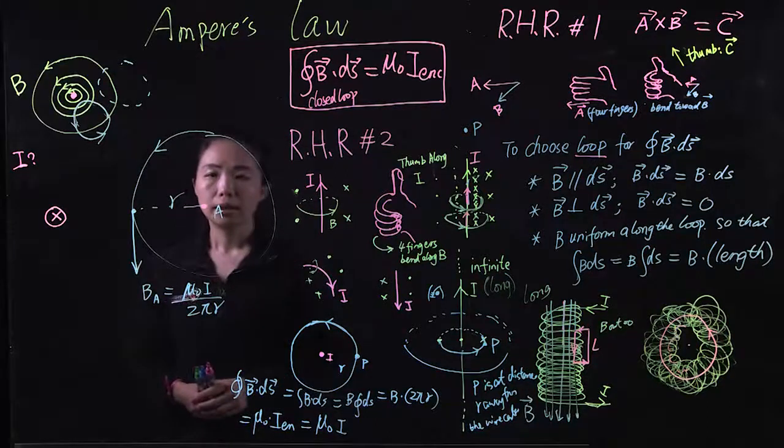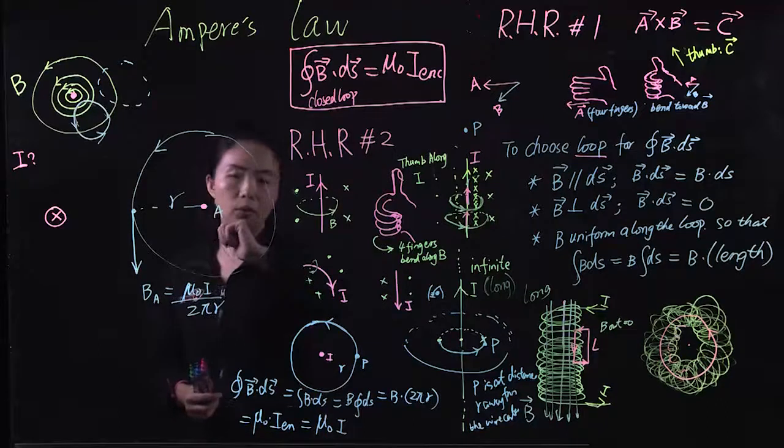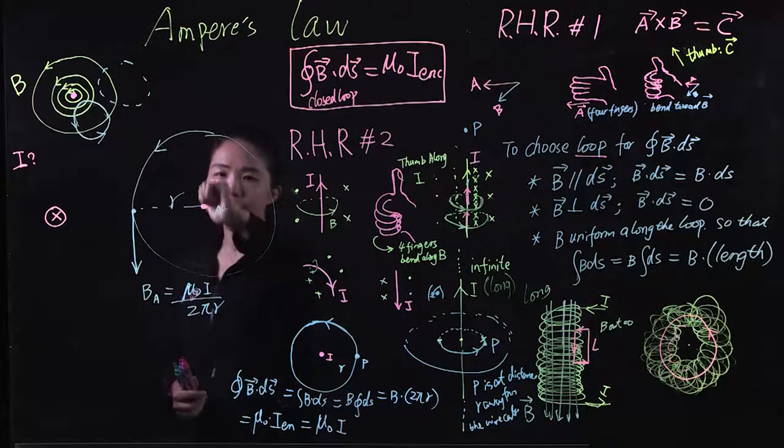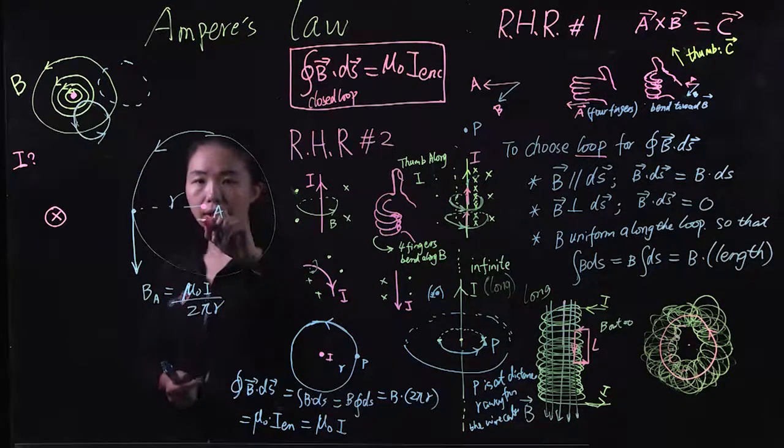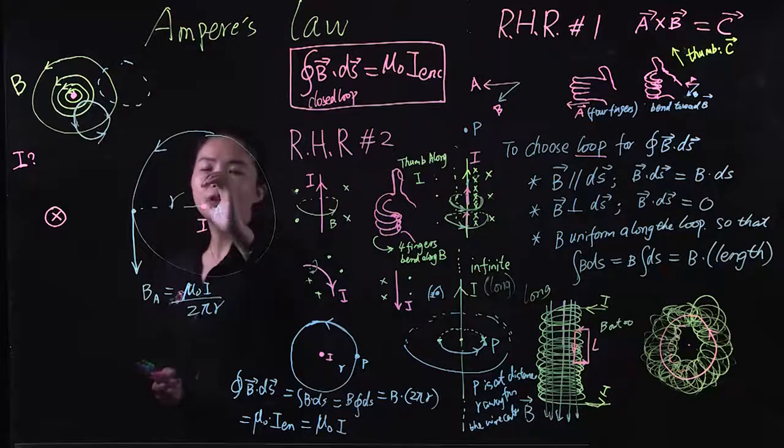So now if we have one infinitely long wire carrying current out of the page this way, I, and at a distance r, we are going to have a B field like this. The B field is looping around the current. We use the right-hand rule to determine that.